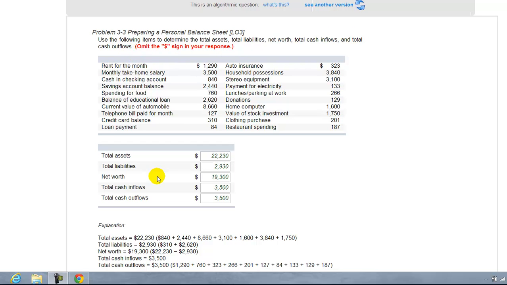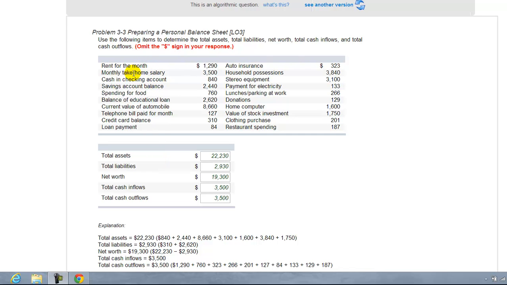Alright, let's start with assets. Assets are something you own that have value, and they usually are something you can pick up and move around, that they have physical existence. So let's go through this list and pick out the assets.